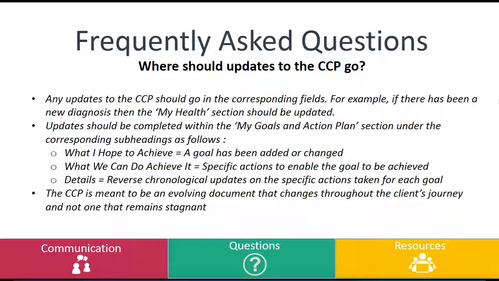What I hope to achieve: a goal has been added or changed. What we can do to achieve it: very specific actions to enable the goal to be achieved. And then detail. So this is in reverse chronological updates on the specific actions taken for each goal. And remember that the Coordinated Care Plan is meant to be an evolving document that changes throughout the client's journey and not one that remains stagnant. So these changes can be made at any time, and oftentimes it is very much encouraged.